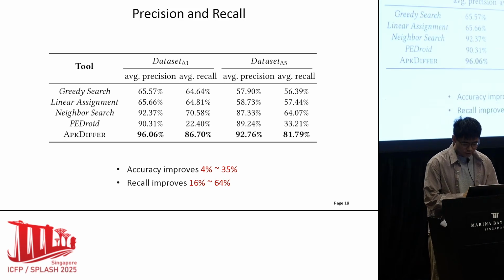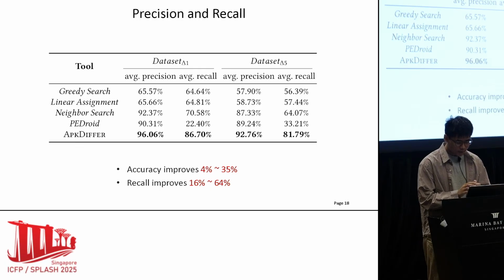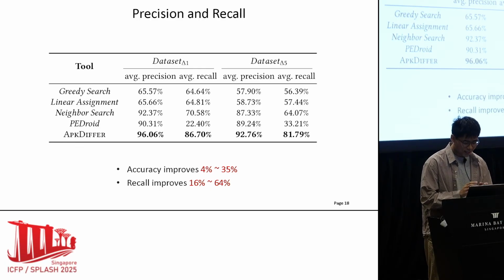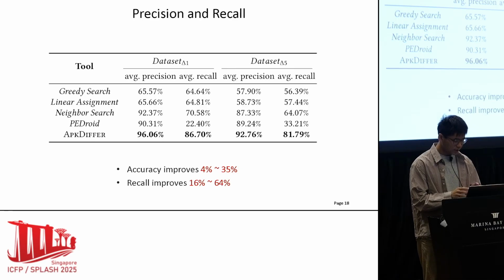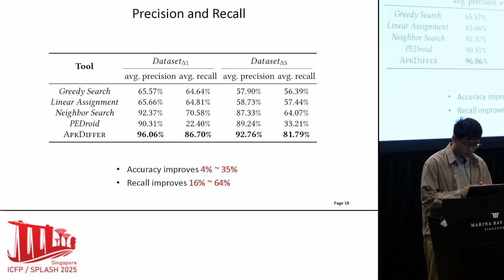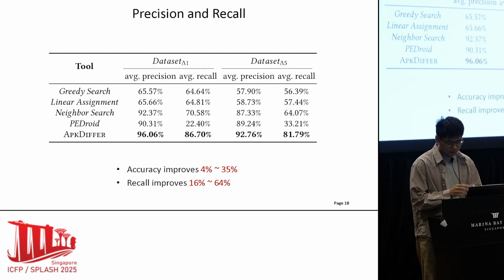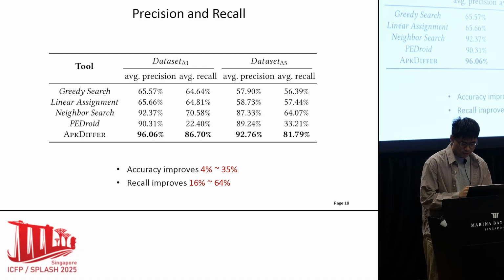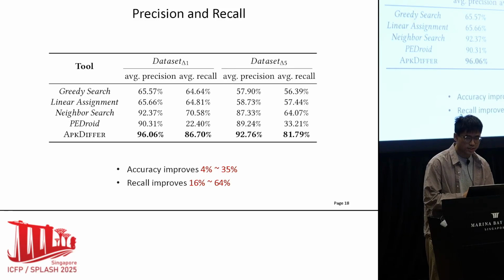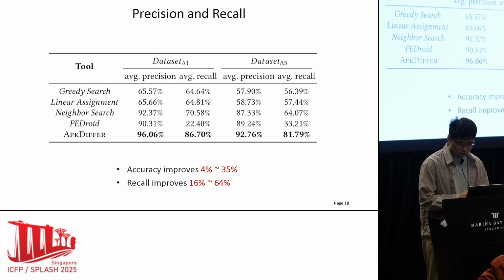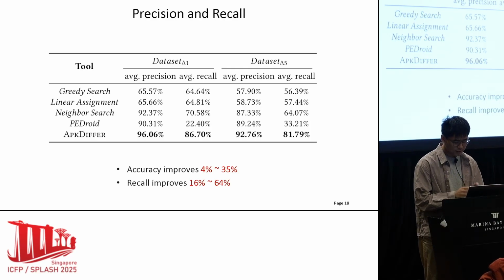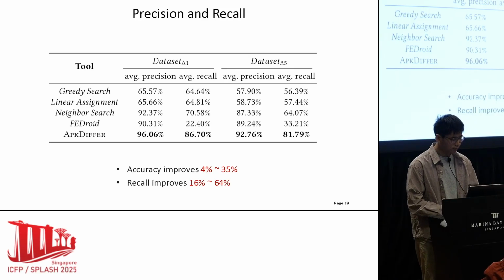And here is the evaluation part. We evaluate ApkDiffer against four baselines on our benchmark, namely greedy search, linear assignment, neighbor search, and PE-joid. As the result shows, ApkDiffer significantly outperforms all others in both precision and recall. Specifically, it improves about 4% to 35% accuracy and 16% to 64% recall.